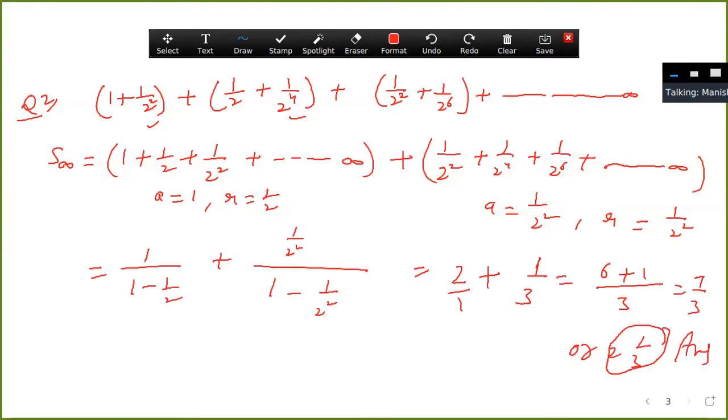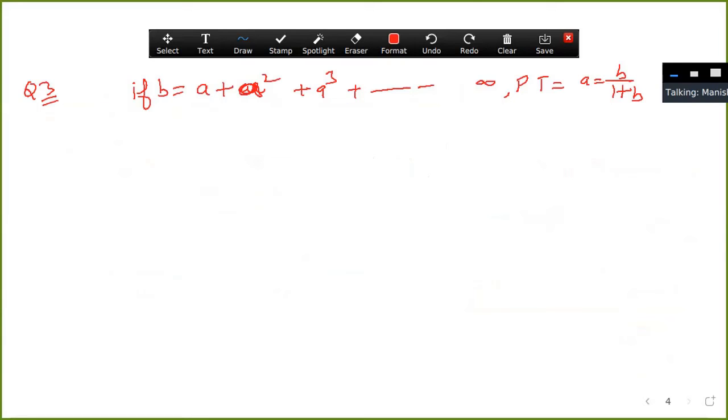Suppose question number third is, if b is equal to a plus ar square. This is a plus a square plus a cube plus up to infinite. Prove that a is equal to b upon 1 plus b.